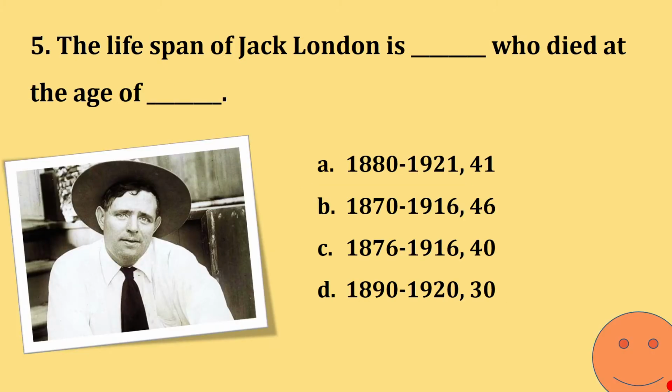Number 5, the lifespan of Jack London is dash, who died at the age of dash. Options are A, 1880 to 1921, 41, B, 1870 to 1916, 46, C, 1876 to 1916, 40, D, 1890 to 1920, 30. Correct option is C, 1876 to 1916, at the age of 40.